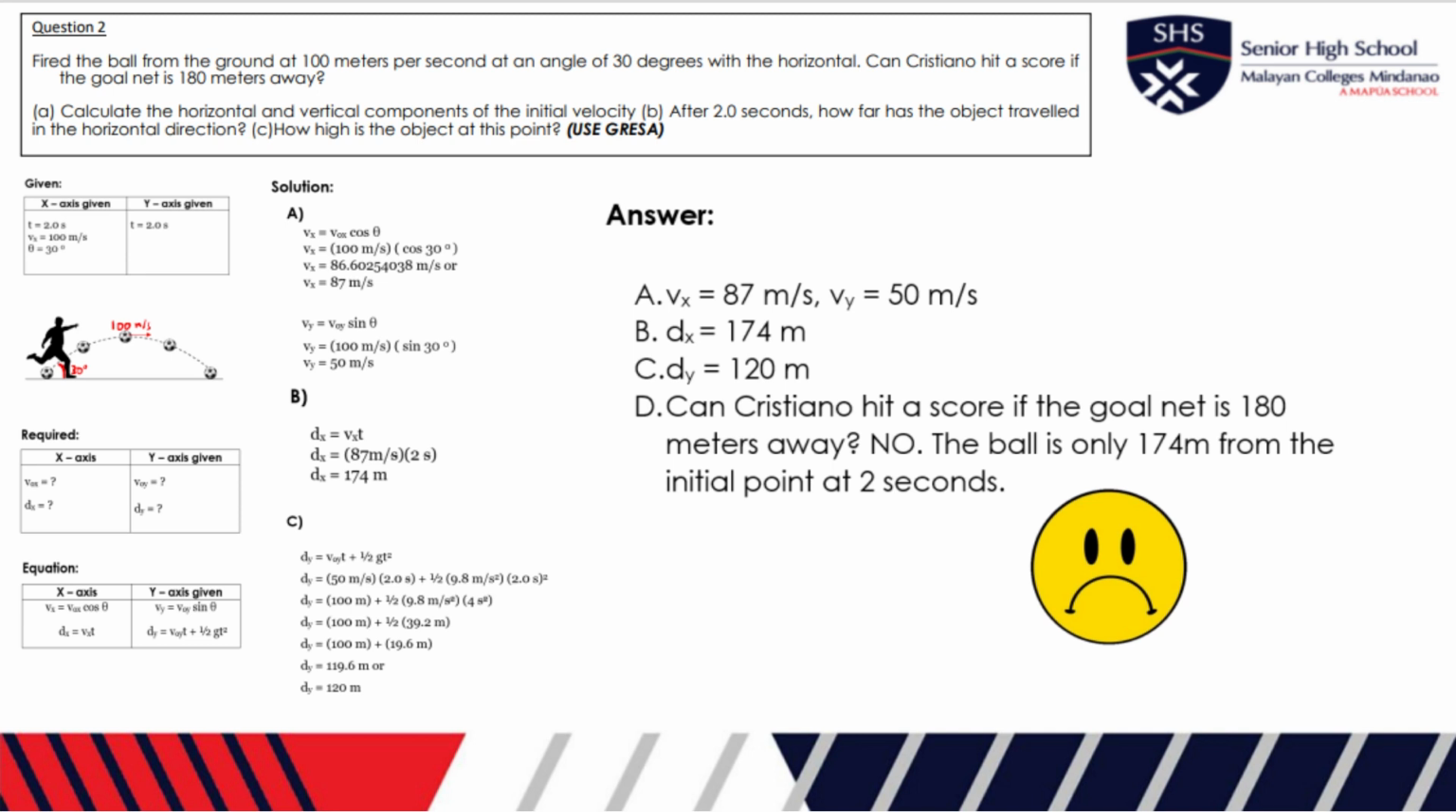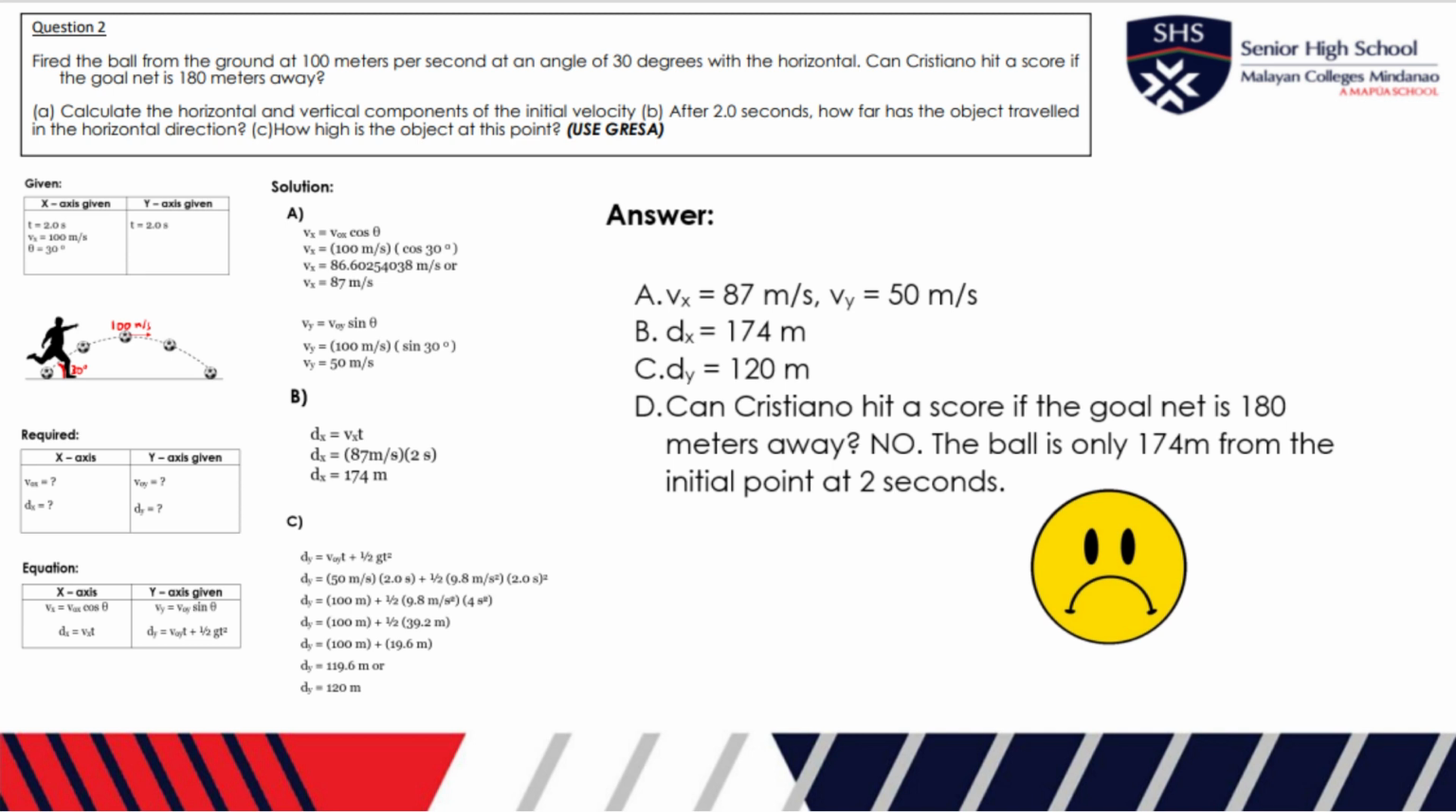Now let us answer the initial question. Can Cristiano hit a score if the goal net is 180 meters away? The answer is no, because at the point of 2 seconds, you will just have 174 meter from the initial placement of the ball. Therefore, it does not meet the 180 meters away displacement. So they could not have the score. Sorry to hear that one.